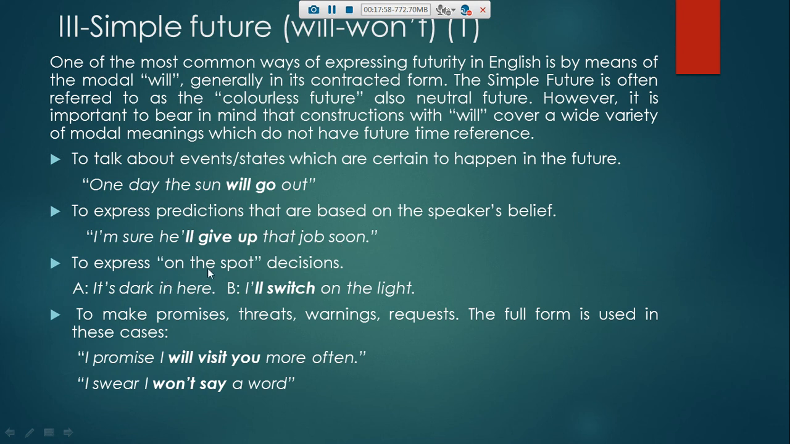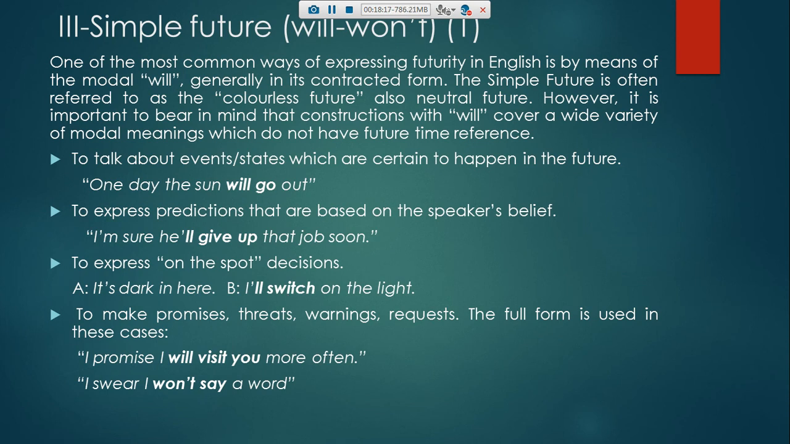To express on-the-spot decisions. Someone says, it's dark in here, and someone else reacts, I'll switch on the light. So because someone has said that it was dark, this person decides on the spot, on the spur of the moment, to switch on the light. I'll switch on the light, the contracted form.